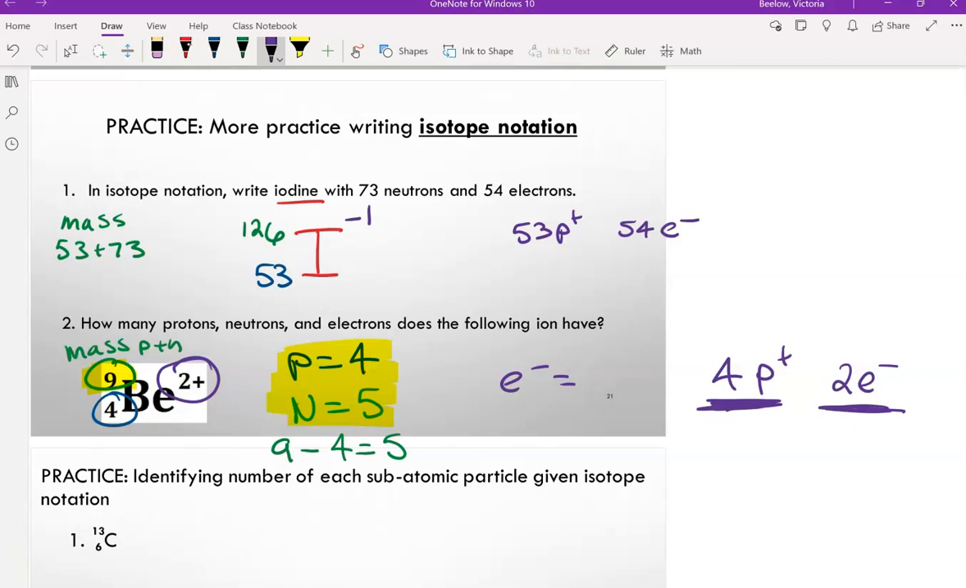I don't care about the format personally. You're supposed to write it like 2 plus or like 1 minus. I don't care. Just -1 is fine. That's how I do it. And then for the electrons, we would have 2 electrons because you have to have 2 more protons than you do electrons because we have a charge of +2.